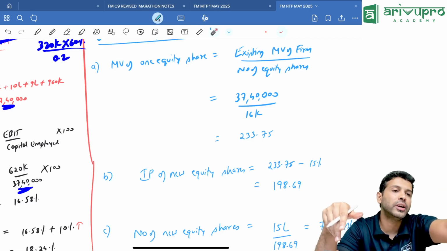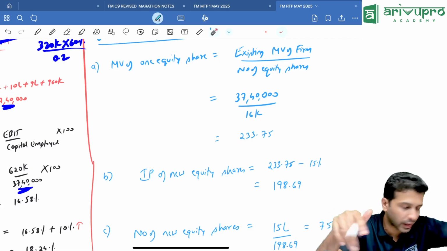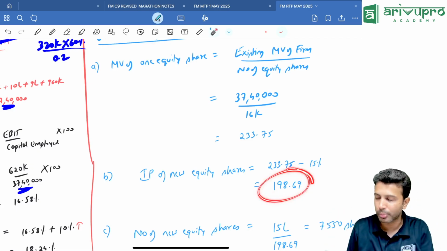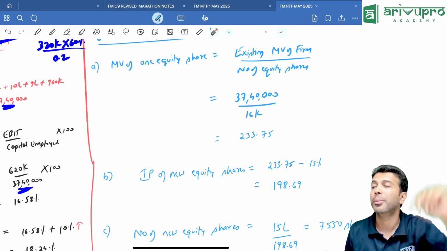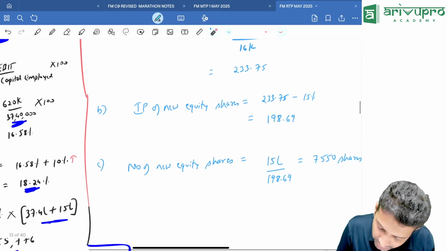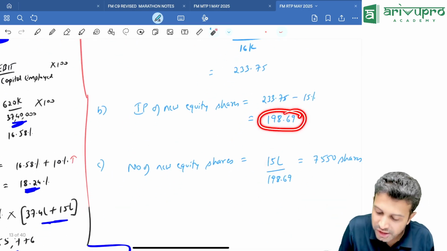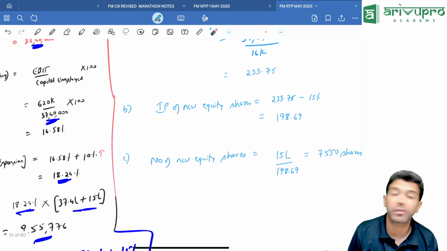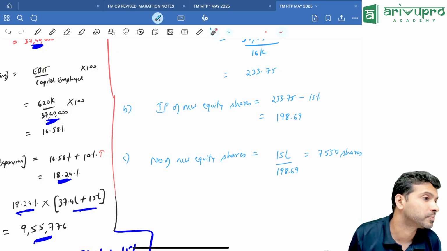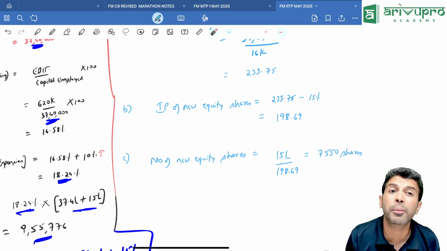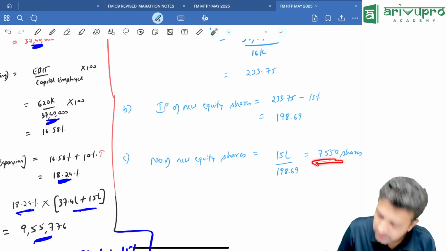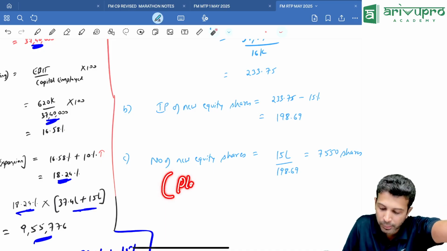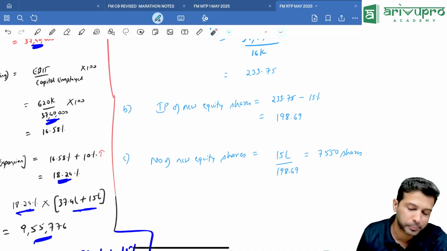Stop. How much money do you need through equity shares in the second option? 15 lakh. And the value of 1 equity share for issue purpose is how much? 198. That means how many shares do you need to issue? You want to raise 15 lakh and the value of 1 equity share is 198.69, so how many equity shares will you have to issue? 7550. Because you're calculating EPS, you need the total number of equity shares. So these are the extra shares you need to raise under Plan 2.